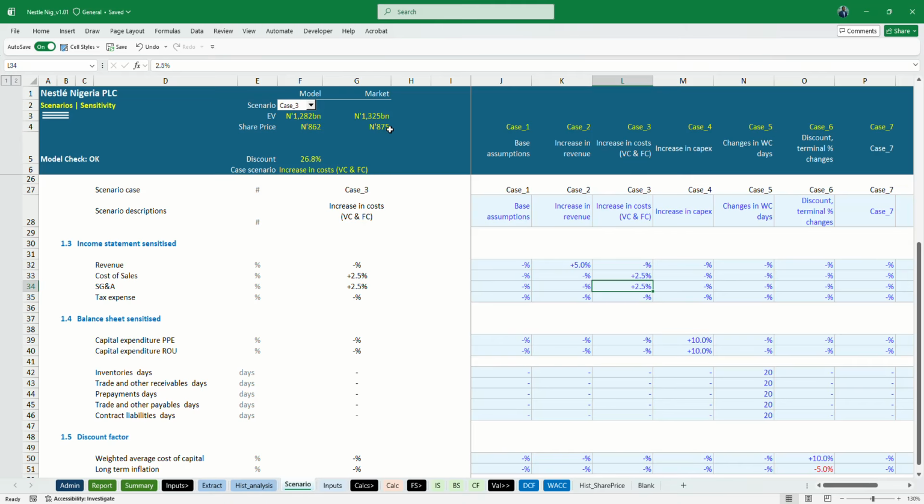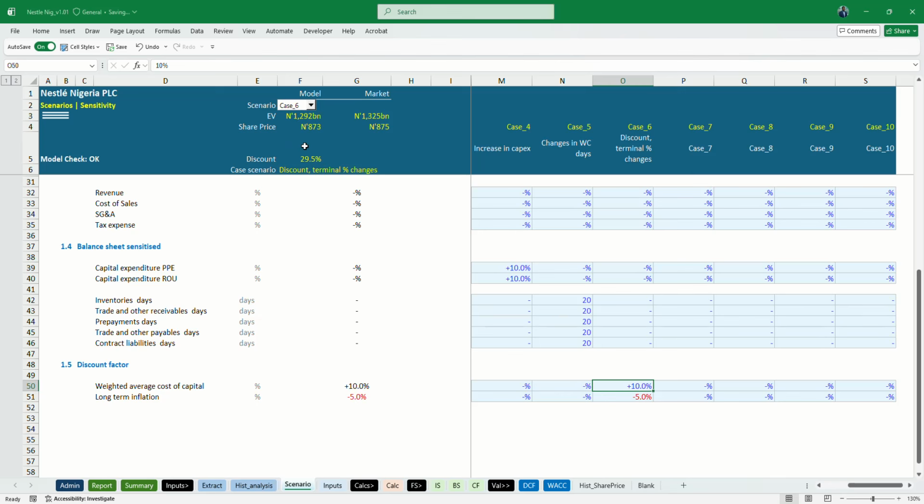Also for the balance sheet, we're sensitizing the capital expenditure, and also in case 5, we are sensitizing the working capital days, right? Also, there could be an increase in discounts. So let me say weighted average discounts increased by 10%. That's case 6. What will the impact be? So 873, every other thing being equal, right? So that's one good example of using a scenario.